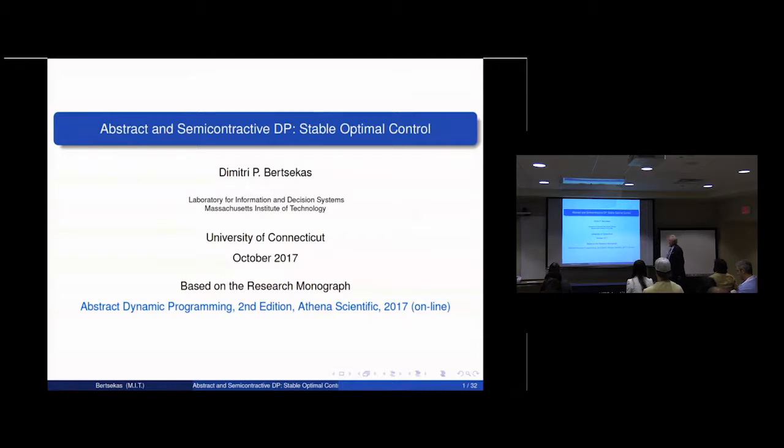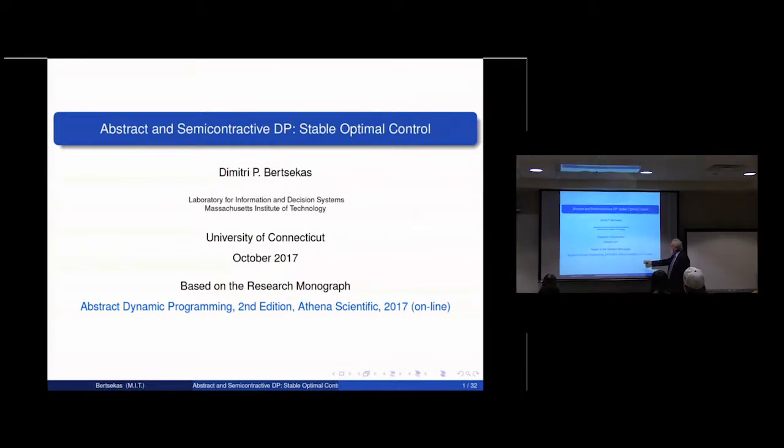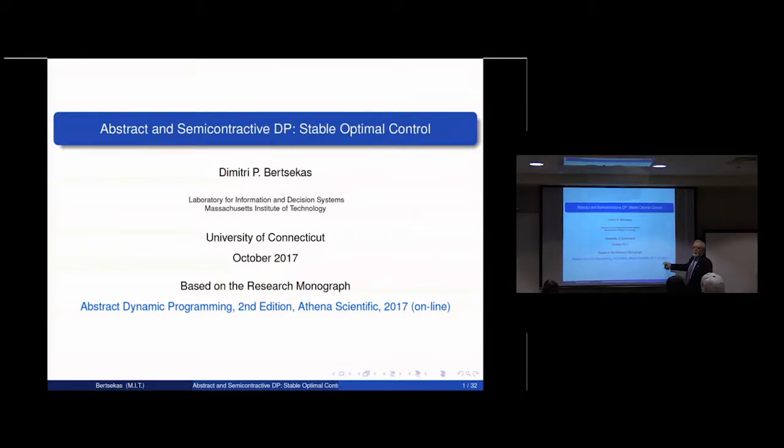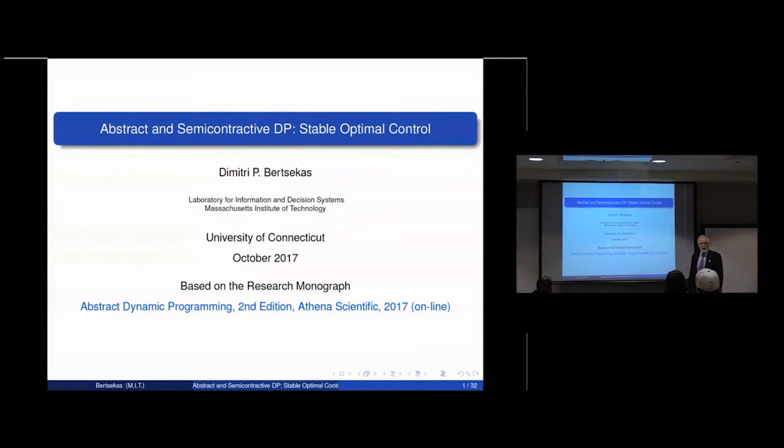I'll talk about dynamic programming and material based on a research monograph that is about to be published. It's already online and a print edition is about to go into circulation. The first edition of this monograph was done in 2013. Since that time, I've done a lot of work, and it's time to do a second edition. I'll explain what abstract dynamic programming is as we go.